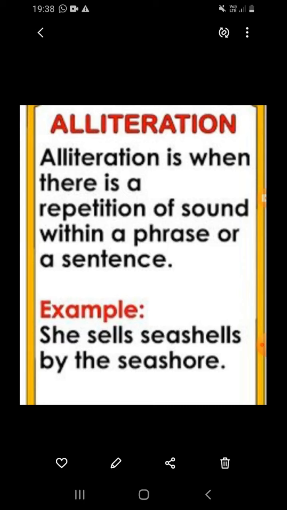Then the very important next figure of speech, alliteration. What is meant by alliteration? Here is the definition. Alliteration is when there is a repetition of sound within a phrase or a sentence. When similar sounds or repetition of similar letters are used to produce a poetic effect, it is called alliteration.